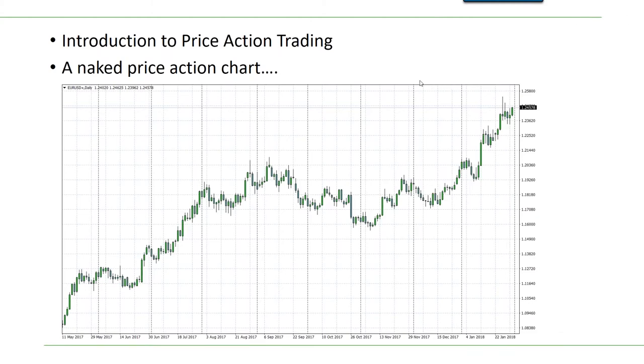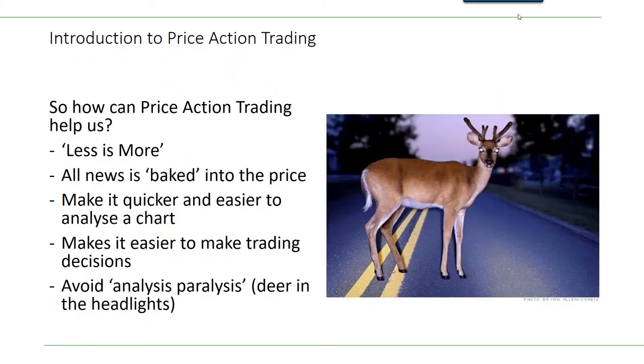And in here, I have it very, very simple. A green candle is a bullish one, and a blue one is a bearish one. The separating lines are just an indication of separating the months. Each of those candlesticks is equivalent to a day, a single trading day.